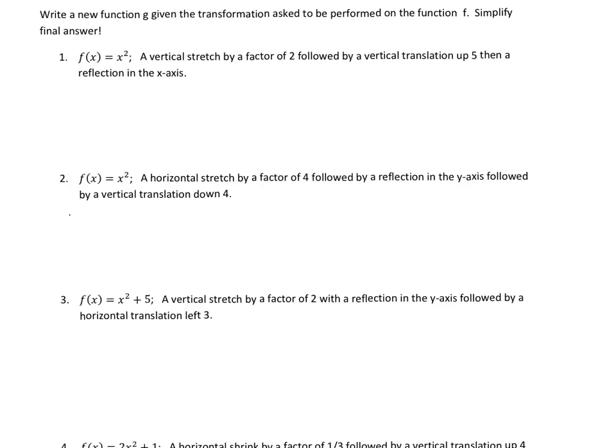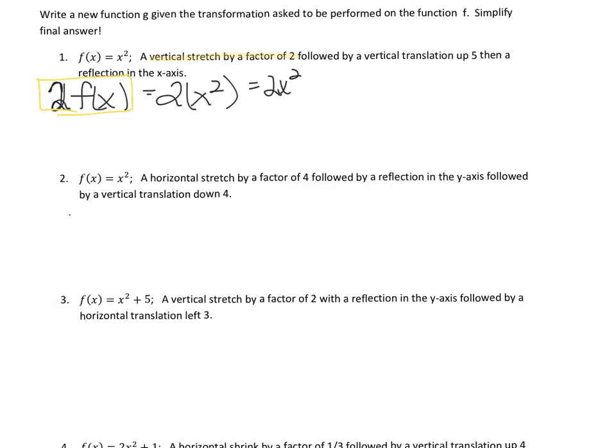F of x is x squared. We're first going to do a vertical stretch by a factor of 2. So we're going to write our function notation, 2 f of x is our function notation. We take that, that means I multiply the whole function, x squared, by 2. And that's just 2x squared.